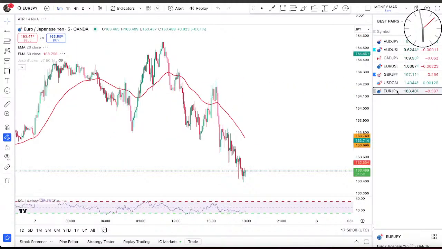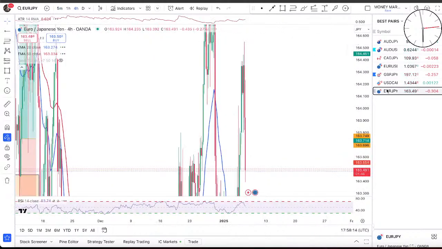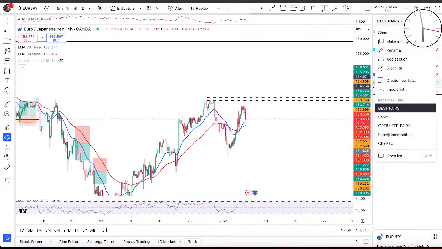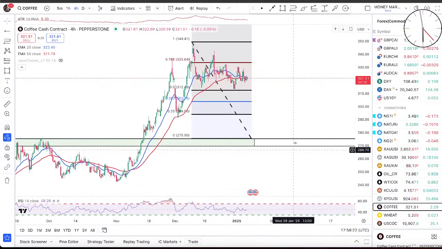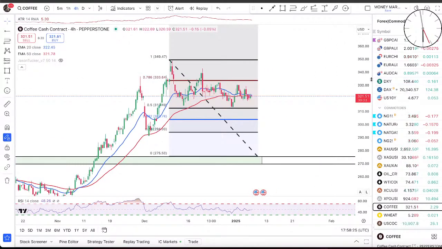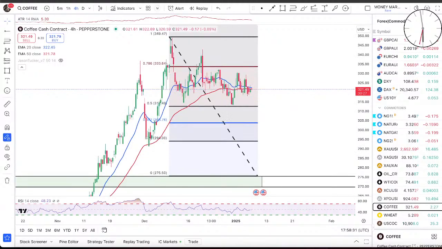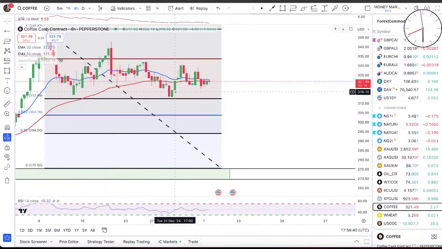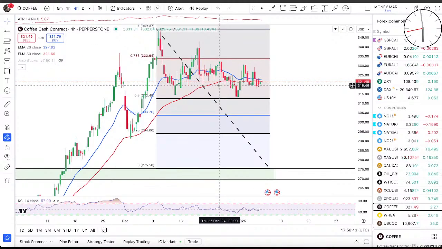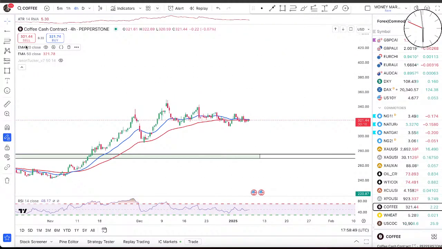Not going to look for that. Coffee for now short. Okay, let's see that. So for coffee, 382 candle now. Where? If you're looking at this platform, can't see any 382 candle. Instead, we have a flag pattern there.